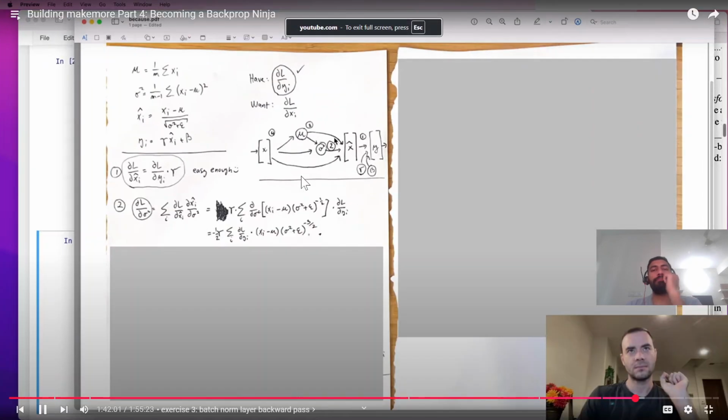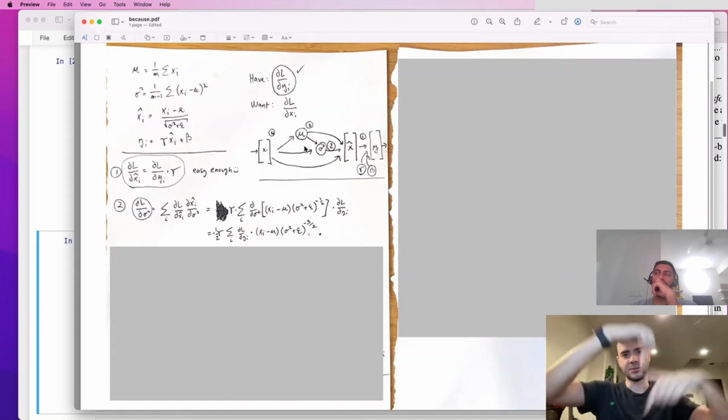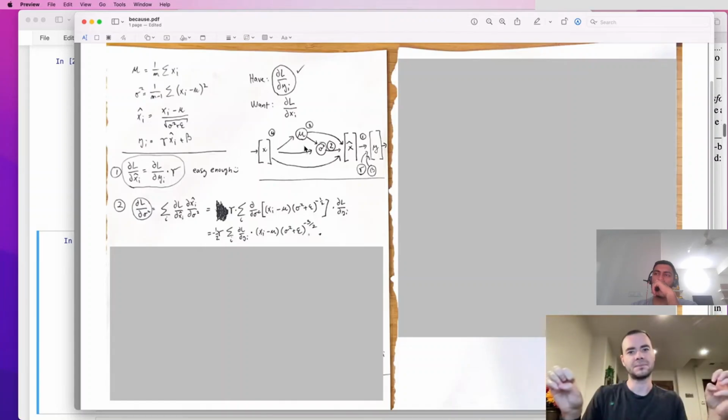Now again, be careful that mu influences x hat, and x hat is actually lots of values. So for example, if our mini batch size is 32, as it is in our example that we were working on, then this is 32 numbers and 32 arrows going back to mu. And then mu going to sigma square is just a single arrow because sigma square is a scalar. So in total, there are 33 arrows emanating from mu, and then all of them have gradients coming into mu, and they all need to be summed up.